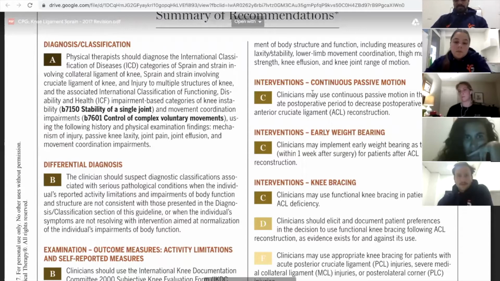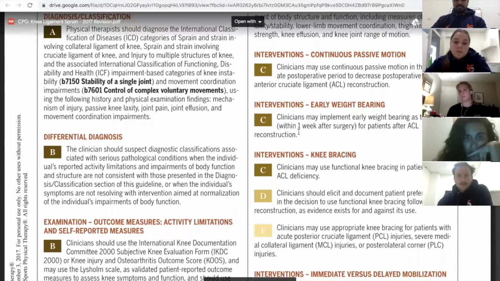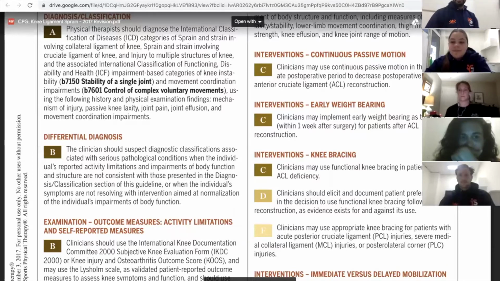Another C level, early weight bearing. Clinicians may implement early weight bearing as tolerated within a week after surgery for patients after ACL reconstruction. Any thoughts around early weight bearing? I'd love to hear it from the people that have been through it. What do you think?